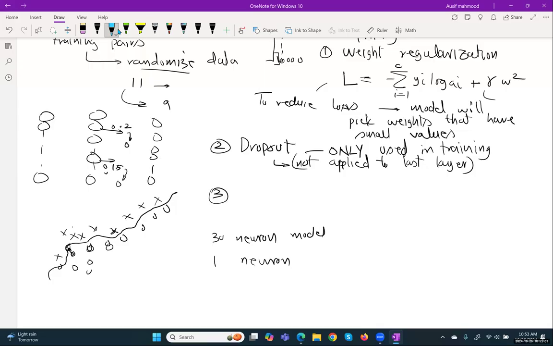Let me see if I can draw it. So a 1 neuron model may simply go like this, right? So even though it misclassifies these 2 data items, perhaps this one is misclassified, that's okay. For the unknown data, it will do a much better job than a 30 neuron model, right? So what I'm trying to say is do not pick too complex of a model.